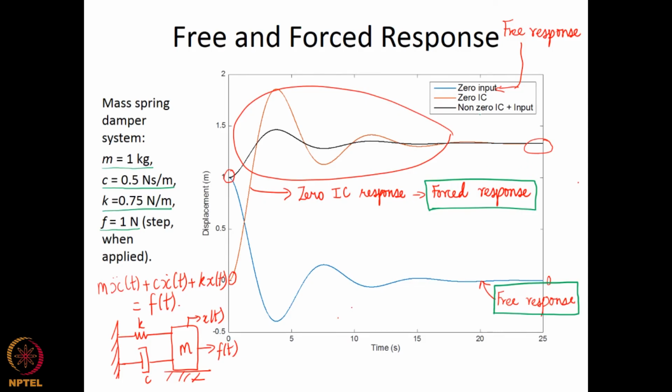If we combine both, that is, we give a non-zero initial condition and the input, we get the curve indicated in black. So, we can see that the response is the sum of both contributions, that is, the free response plus the forced response gives the third response, where we have a response from the mass spring damper system that consists of both the non-zero initial condition component and the force input component.